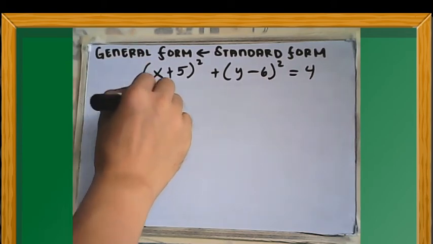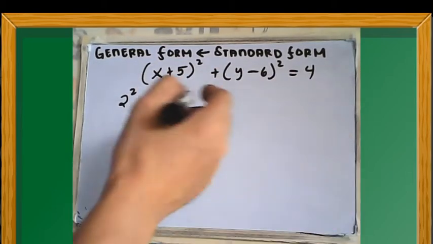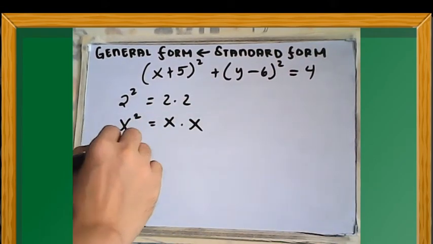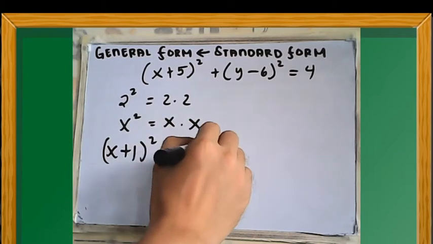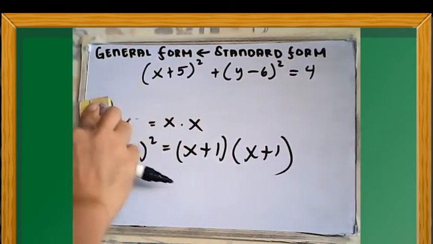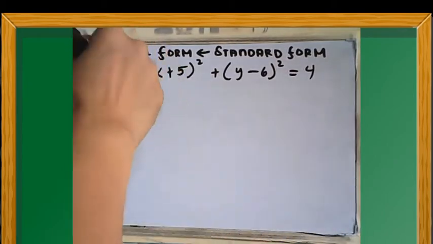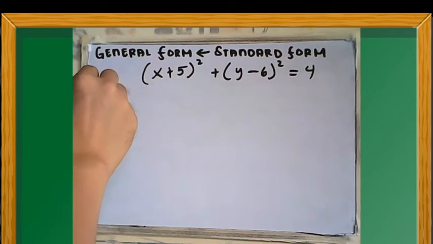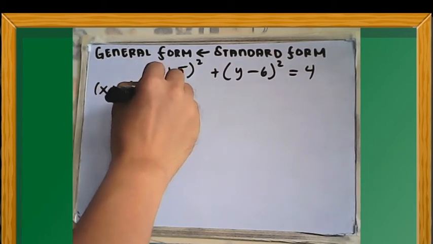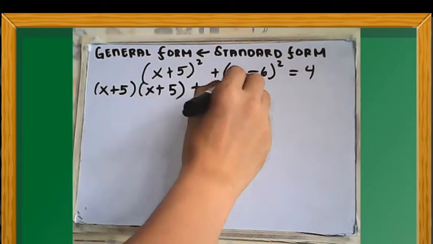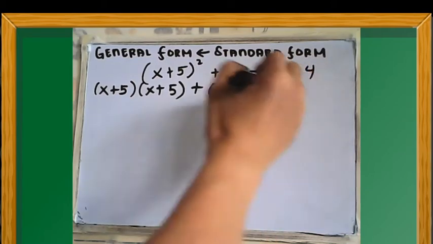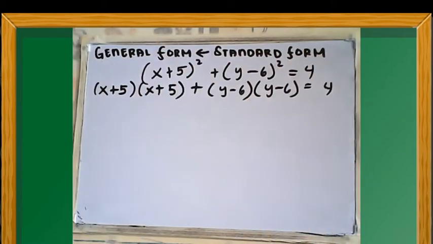So, the correct process, para mas maalala niyo: for example, 2 squared is 2 multiplied by 2. x squared is x multiplied by x. (x plus 1) squared means (x plus 1) multiplied by (x plus 1). So, in our example, we're going to find the square of x plus 5: (x plus 5) multiplied by (x plus 5), plus the same with y minus 6 multiplied by y minus 6, and then equals 4.